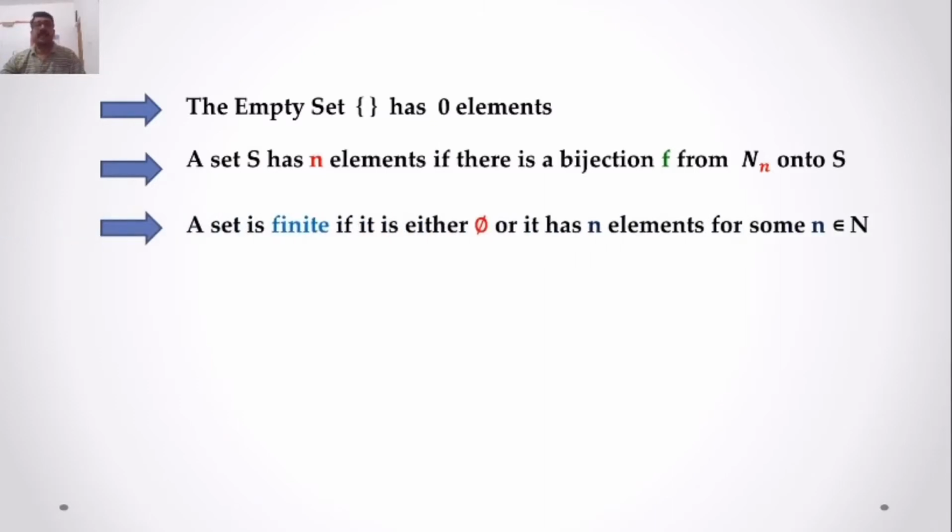A set is finite if it is either empty or it has n elements for some n in N. A set is infinite if it is not finite.